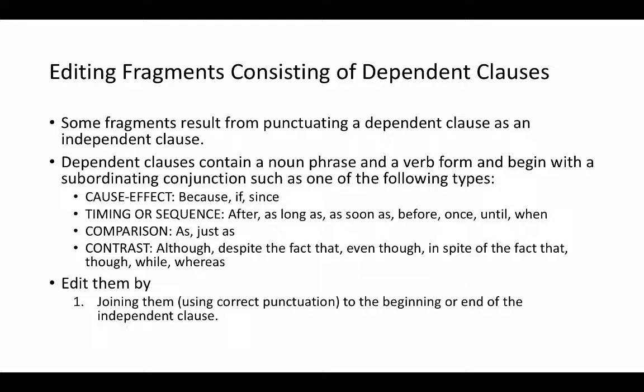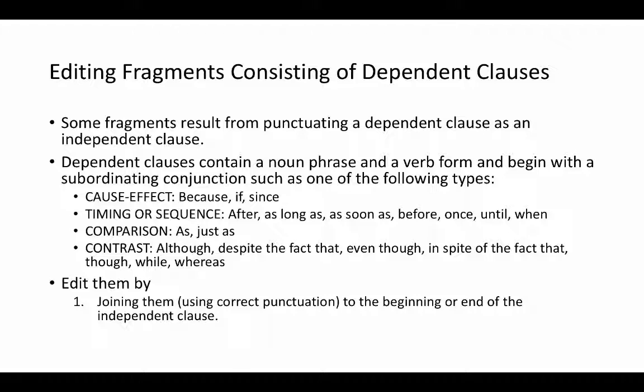Sometimes fragments occur because somebody has made a dependent clause and treated it as though it's independent. Now, dependent clauses contain a noun phrase, as we just learned, and some sort of verb, and it begins with a subordinating conjunction. Now, some of that's a little bit technical language, but here are examples of subordinating conjunctions. Because, if, since, they sort of communicate cause and effect. After, as long as, as soon as, before, once, until, when. These communicate some idea of timing or sequence or chronology.